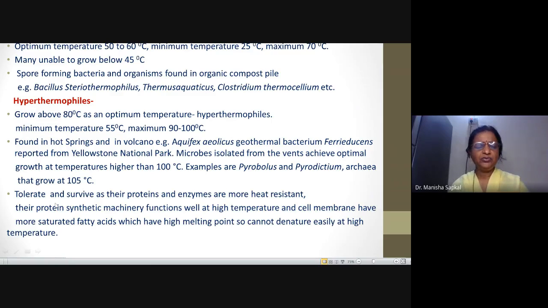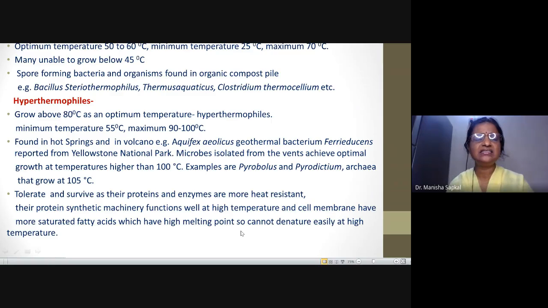hyperthermophile groups. Now, they tolerate and survive because their proteins and enzymes are more heat resistant. That's why they tolerate high temperature. Their protein synthetic machinery functions well at high temperature, and their cell membrane has more saturated fatty acids. These saturated fatty acids have a high melting point. At very high temperature, generally fatty acids melt, but due to this composition of saturated fatty acids, their melting point is increased and they do not get denatured. So that is the actual reason why this special group of organisms can tolerate such high temperature.